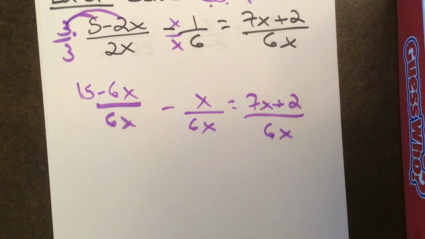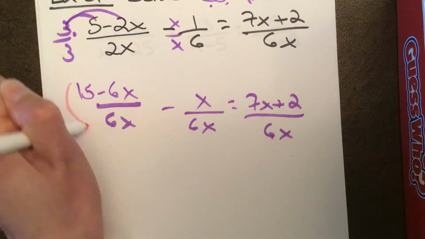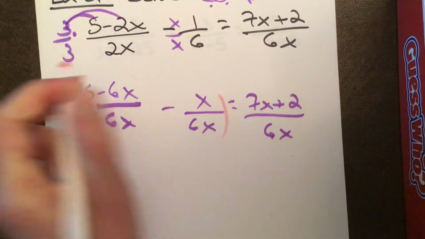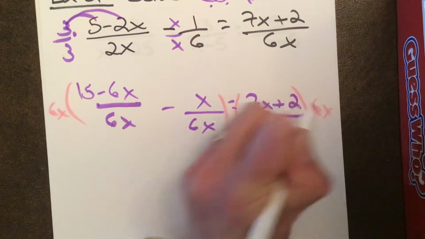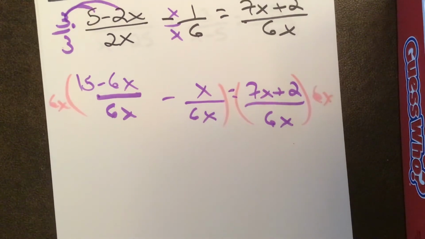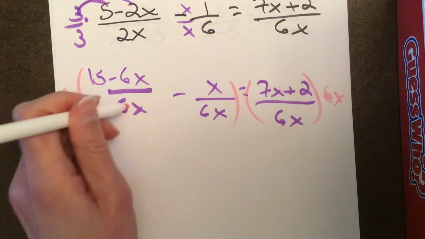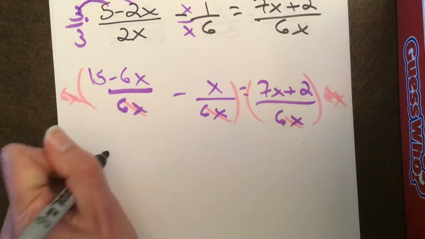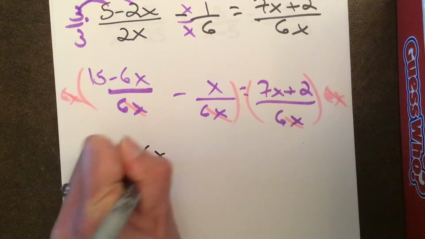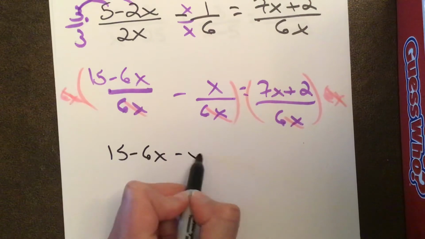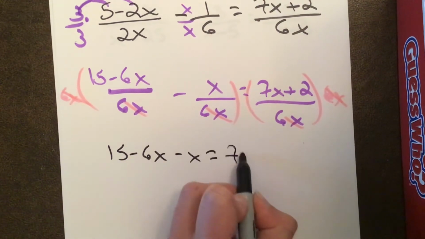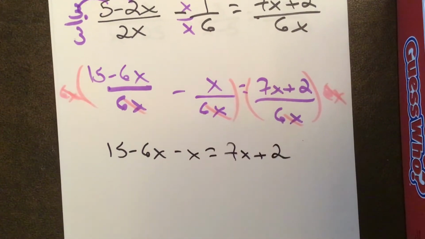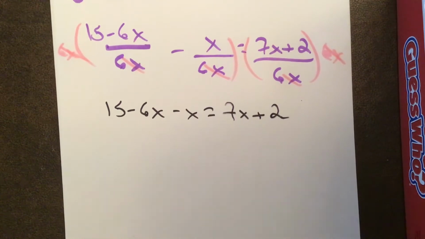So remember, the next step is this is an equation. You can do whatever you want as long as you do it to both sides. So I'm going to multiply everything in my equation by 6x. Again, why am I doing that? It allows all the denominators to cancel. And then I'm just left with 15 minus 6x minus x equals 7x plus 2. Now it's a normal linear equation and I can just solve.